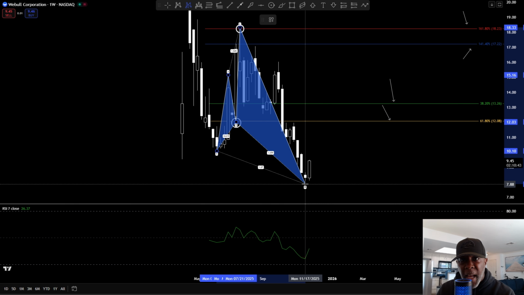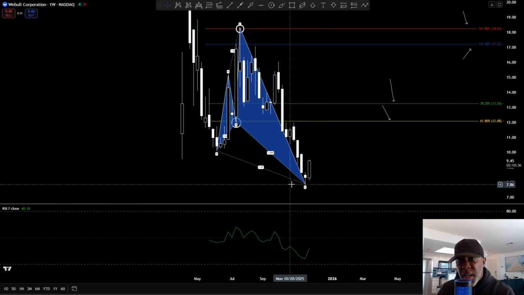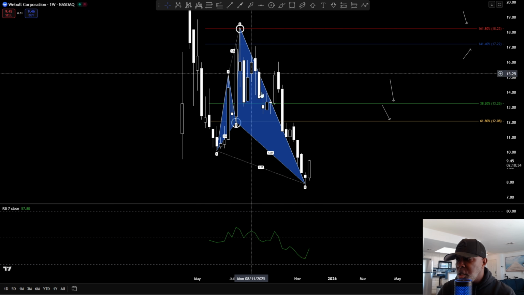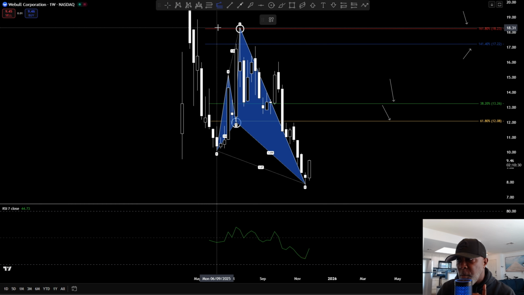Must be beyond X, okay? Otherwise, not valid. And I don't know what you're going to be dealing with if that were the case. The actual ratio, okay, is a 1.27 inversion of the whole entire left move. There's two things that we want to line up.